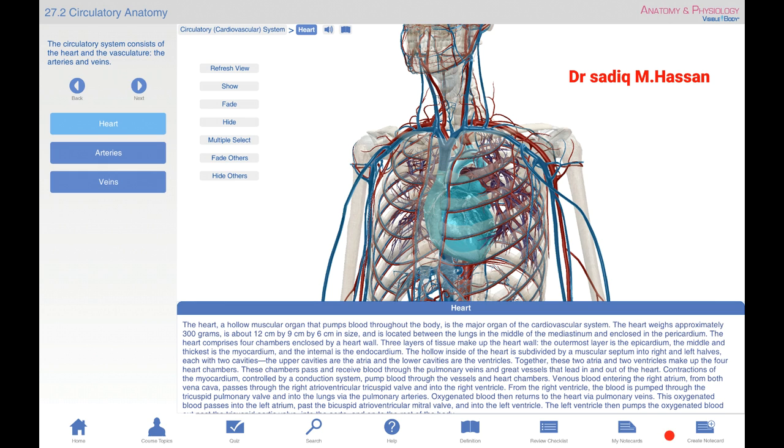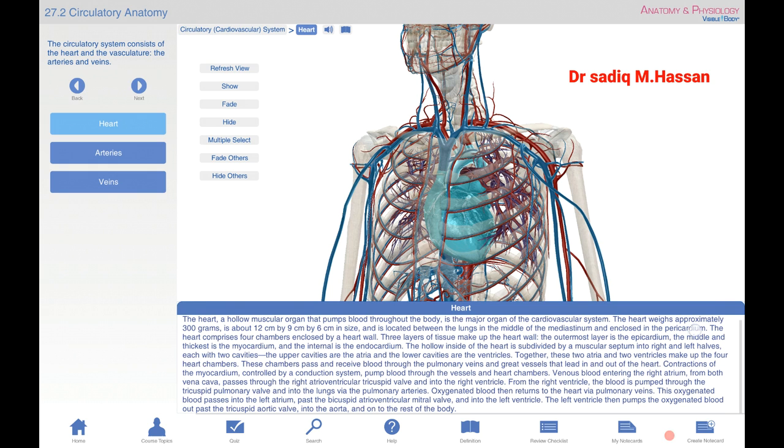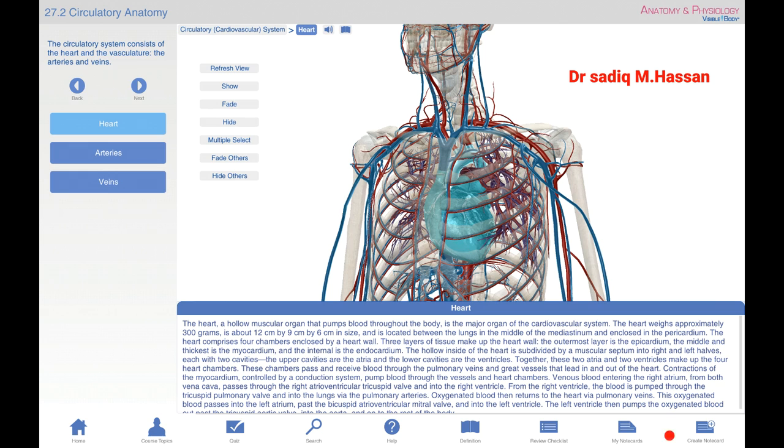I will discuss a little bit what the heart is. As you see here, the heart is a hollow muscular organ that pumps blood throughout the body. It's a major organ of the cardiovascular system. The heart weighs approximately 300 grams, less than 500 grams. It is about 12 centimeters by 9 centimeters by 6 centimeters in size, and is located between the lungs in the middle of the mediastinum.